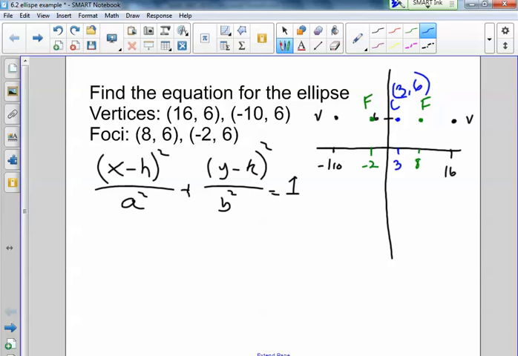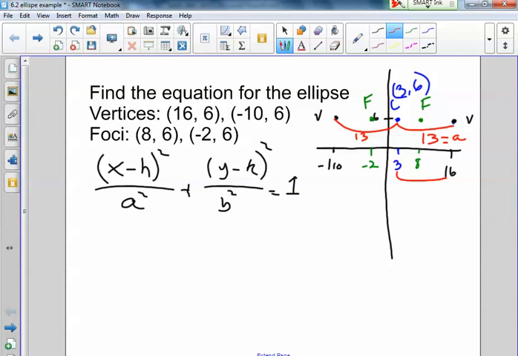And what's my a value going to be? My a value is going to be from the center over to the vertex. From 3 to 16 is how long? It's 13. So 13 equals a. If I go the other way, from 3 to negative 10 is also 13. I don't know anything about the b value from this. They gave me the focus points to help me find the center. So I got the center, I got the a, but I don't have the b.